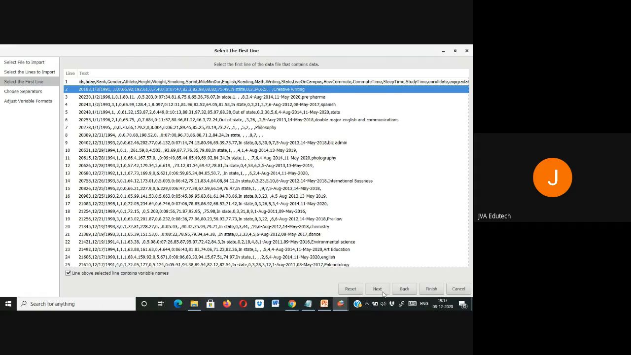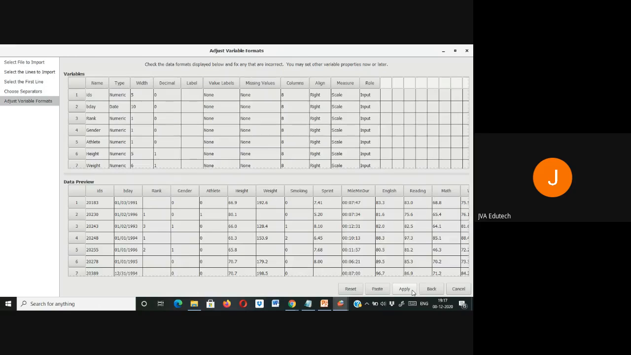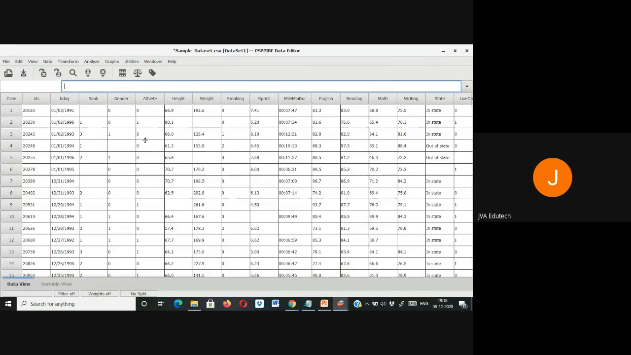Then moving on to the next, I can see this will be the layout of the data. Next, and apply. Now I have the data set with me. This is the variable view of the data set, and this is the data view. What I wanted to check is whether my sample mean is different from the population mean or not. And for that I have framed two hypotheses also.